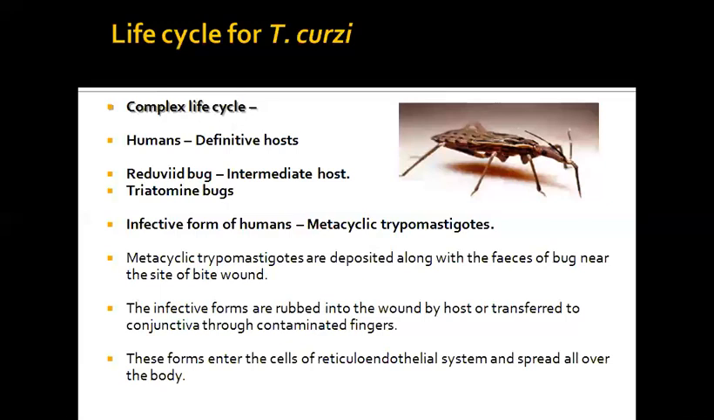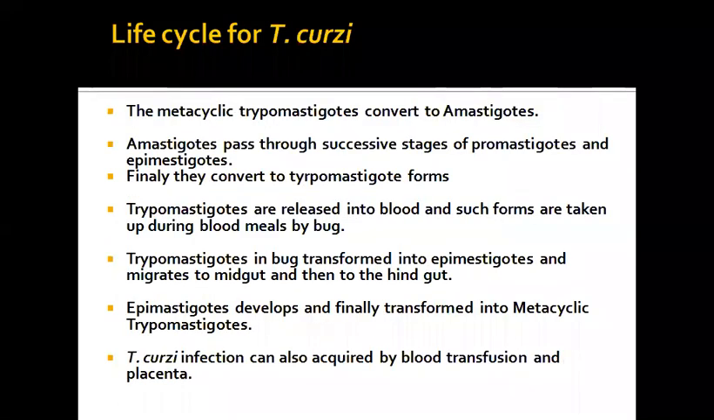The vector defecates near the site of the bite. The infective forms are rubbed into the wound by the host. When the vector bites, the host gets a sensation and responds by scratching at the site. So these infective forms are rubbed into the wound by the host or transferred to the conjunctiva through contaminated fingers. These forms enter the cells of the reticuloendothelial system and spread all over the body.